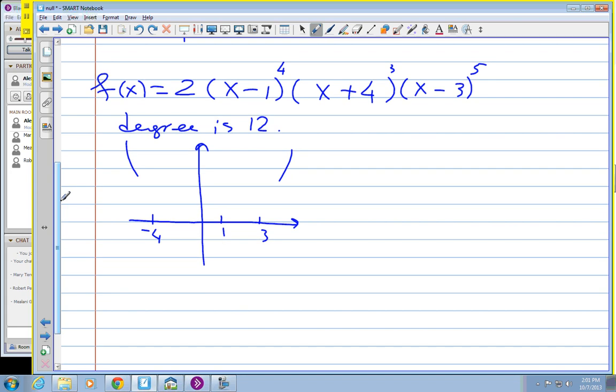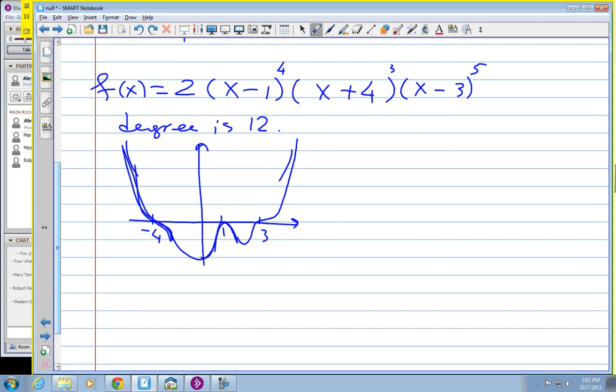So -4 has odd multiplicity, right? It has a power 3, so it will go through, but it will go through kind of like that. It will do a little wiggle, like a cubic function does. Then it will have to turn around and come back and hit 1. What's going to happen at 1? Bounce off, because 1 has an even power, so it will bounce off that like that. So it stays below, so it's a little upside down parabola, but it's still like a parabola. Then it'll have to turn around, and it will have to wiggle through +3 like that. So that would be the general shape of that graph.